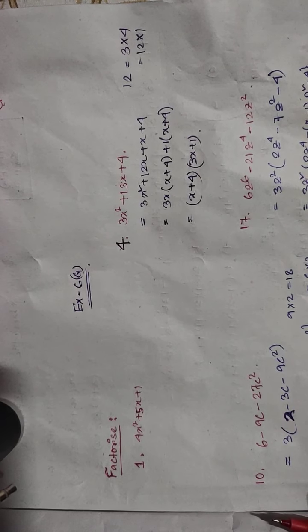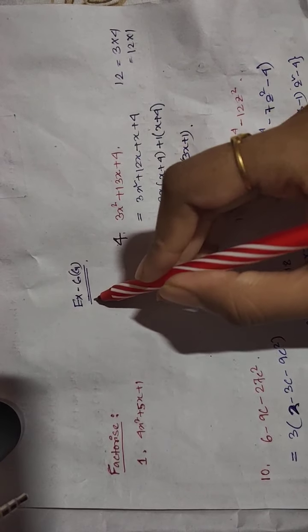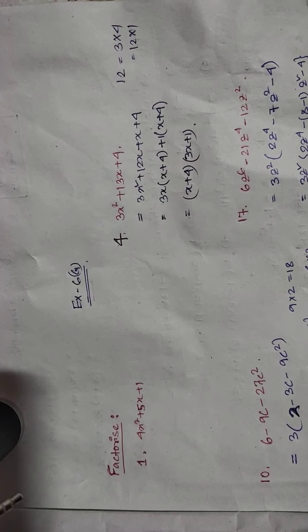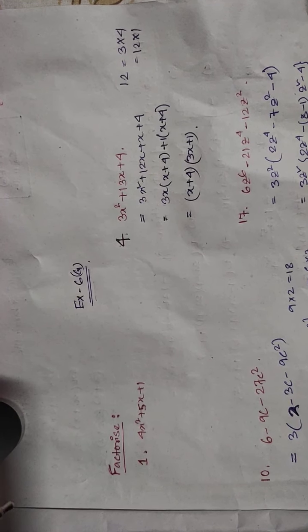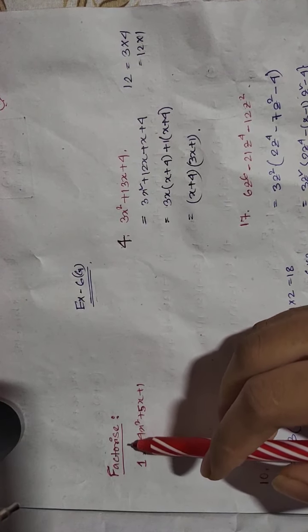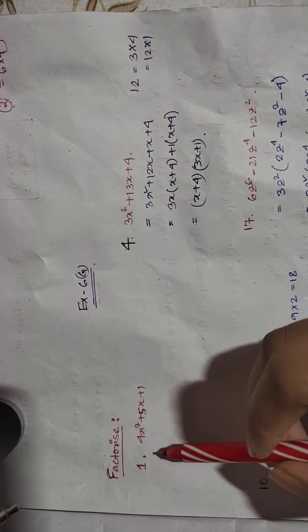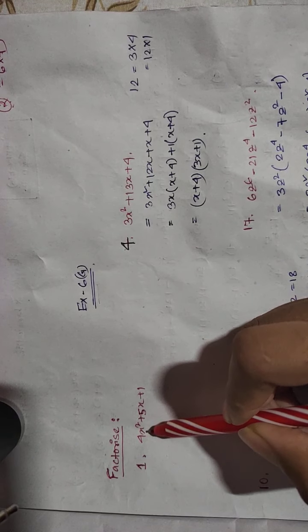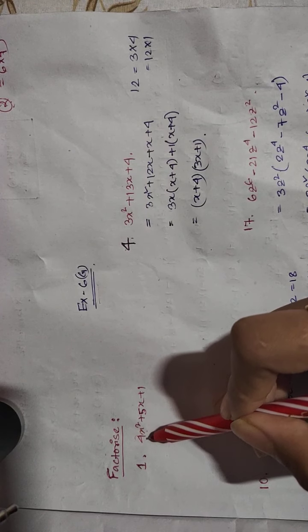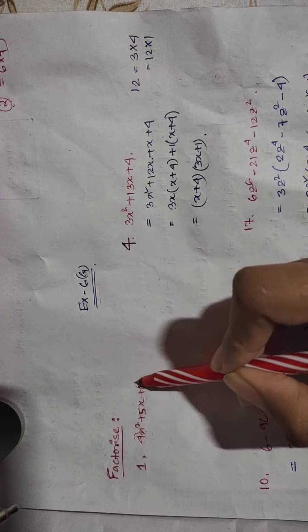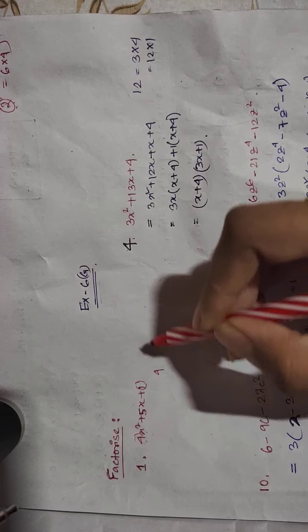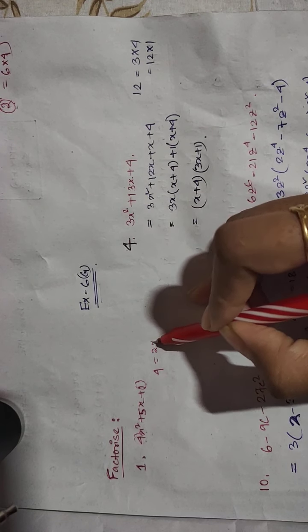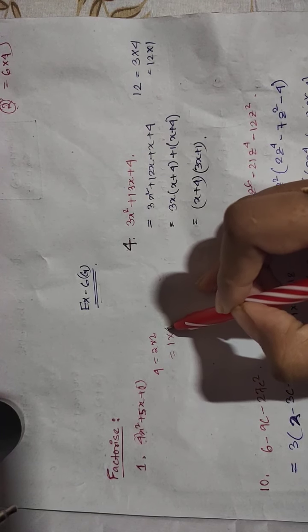Now we will discuss factorization, that is your exercise 6G. In that exercise also we have to find the factors. So how do we find the factors? See here the highest degree term is x square, the coefficient of that is 4, and here is your 1, so 4 into 1 is 4. What are the factors of 4? 2 into 2 is 4, 1 into 4 is 4.